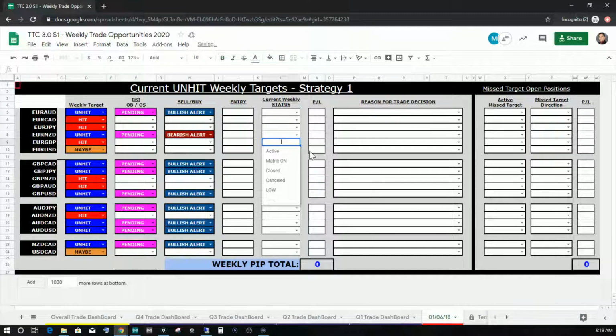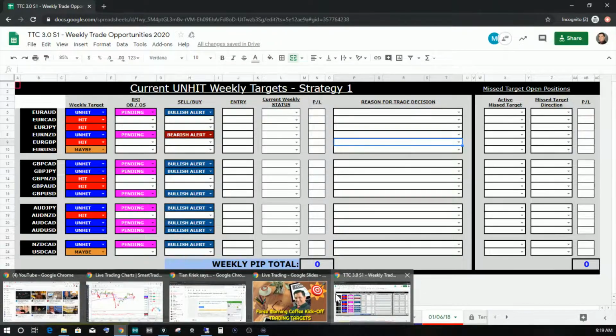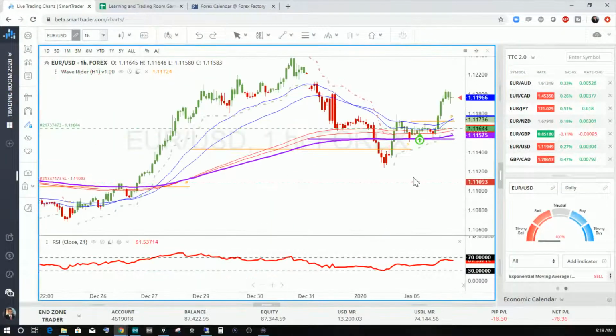All right, and then I've got just set here. I set the euro, US dollar, maybe trading this week. Let's go take a look at this one here. Why did we say maybe on the euro, US dollar?